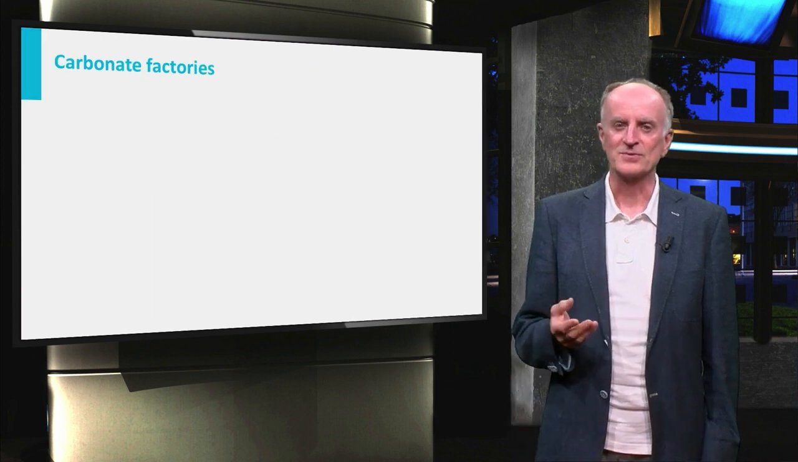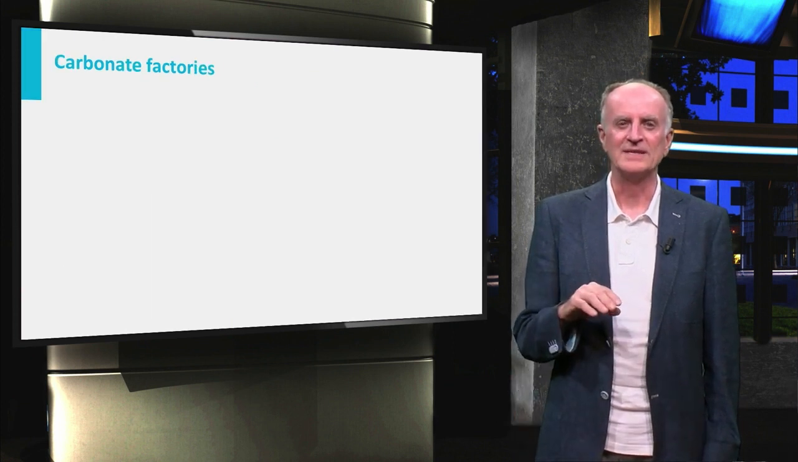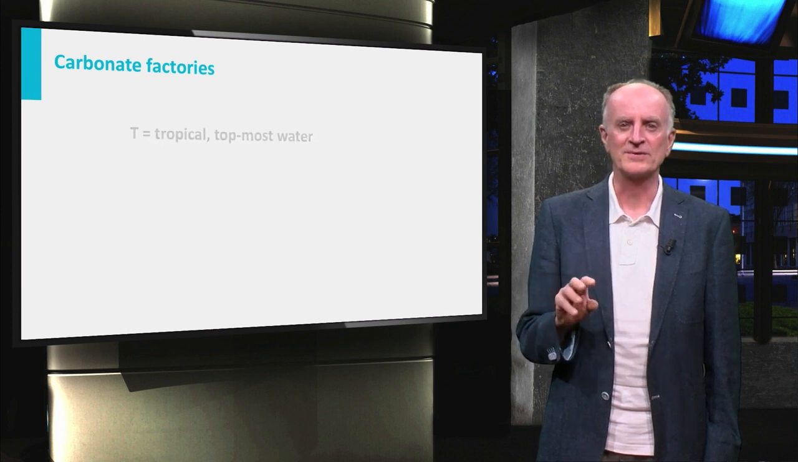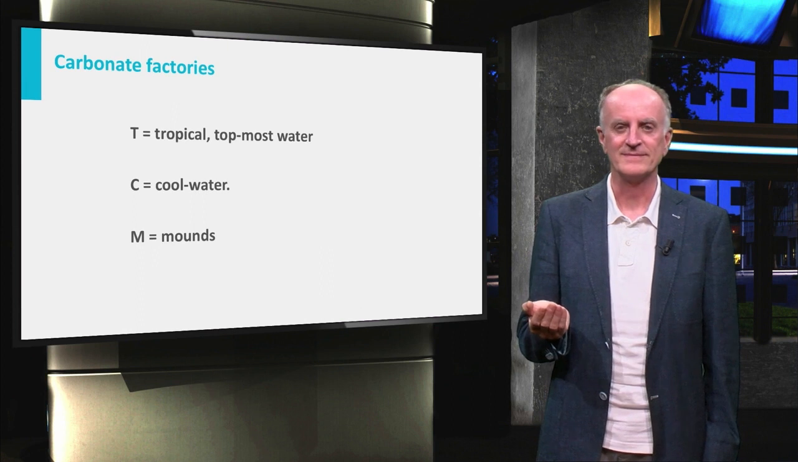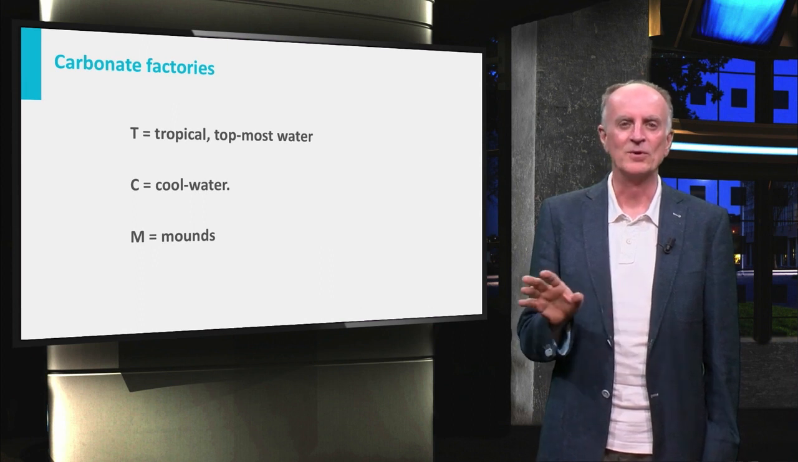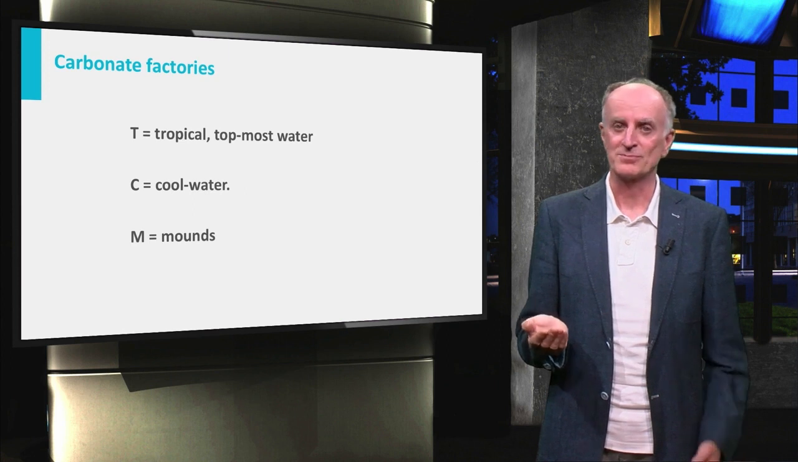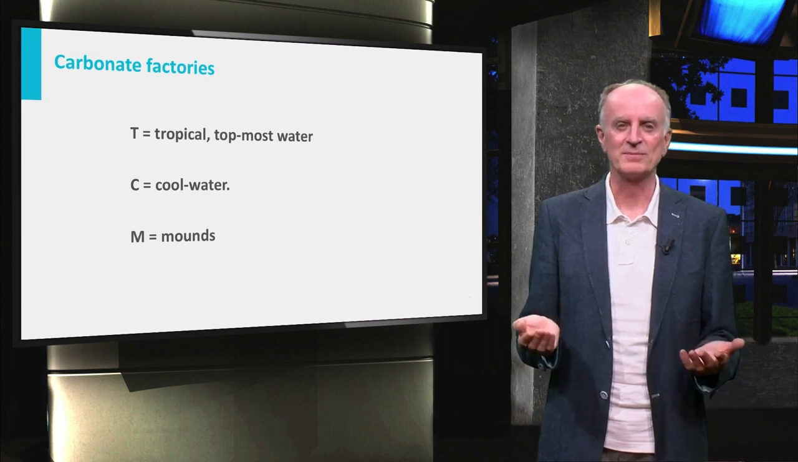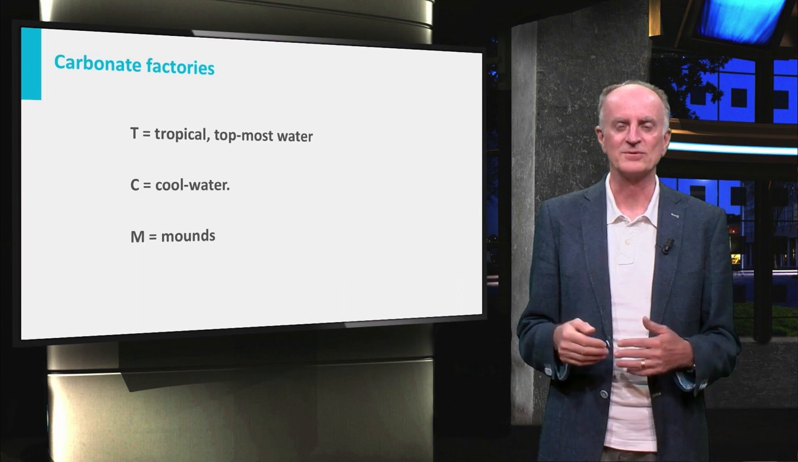Based on the processes controlling carbonate production, we define three types of factory: the tropical factory, the cool water factory, and the mud mound factory. In this course, we will only look at the first one, which is by far the most important. Not surprisingly, living conditions in the tropics are ideal for most carbonate-producing organisms.